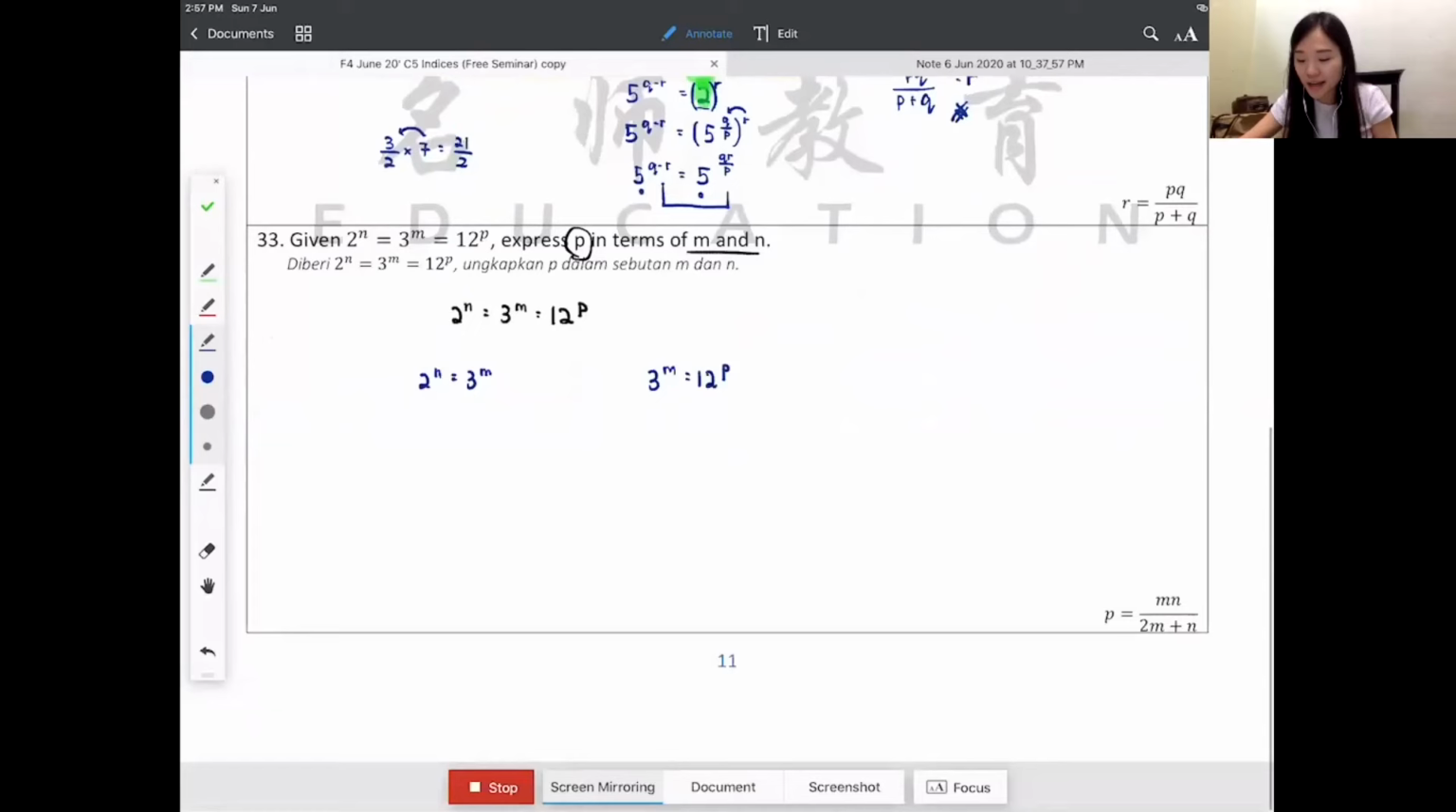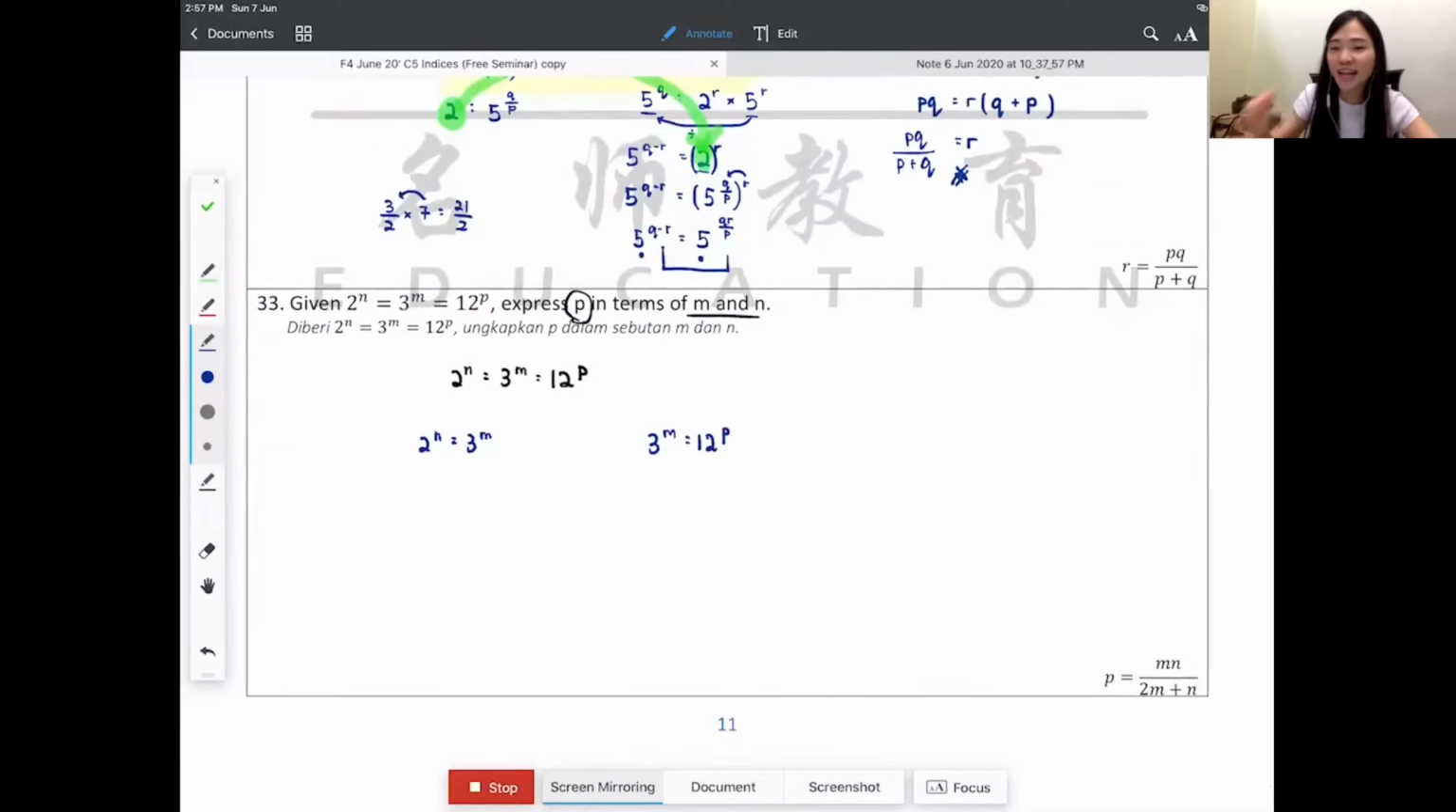Okay, I move it up, yeah, like this. Okay, so guys, let's again do it. So the 2 and 3, I don't want to try, but they cannot become same base. The 3 and 12 also cannot become same base, but they got some similarity. So 12. 12 can become what, guys? 12, isn't it, can be 3 times 4.